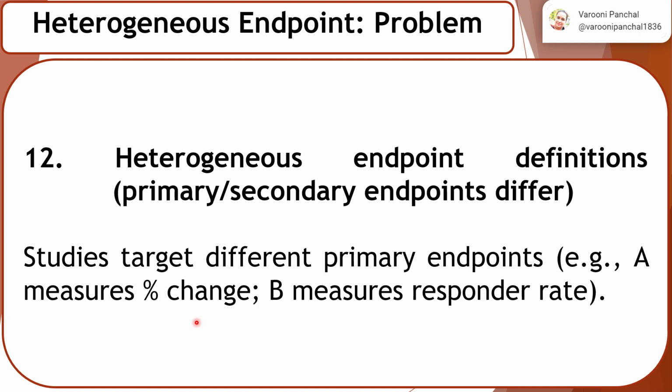So in one study you have a numeric kind of endpoint definition variable. In another study you have a character kind of variable as an endpoint definition. So studies are having different primary endpoints. That is the meaning of heterogeneous endpoint. Clear?